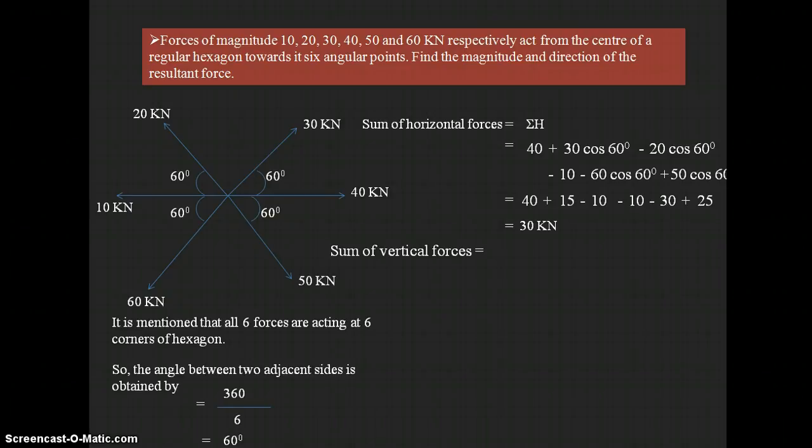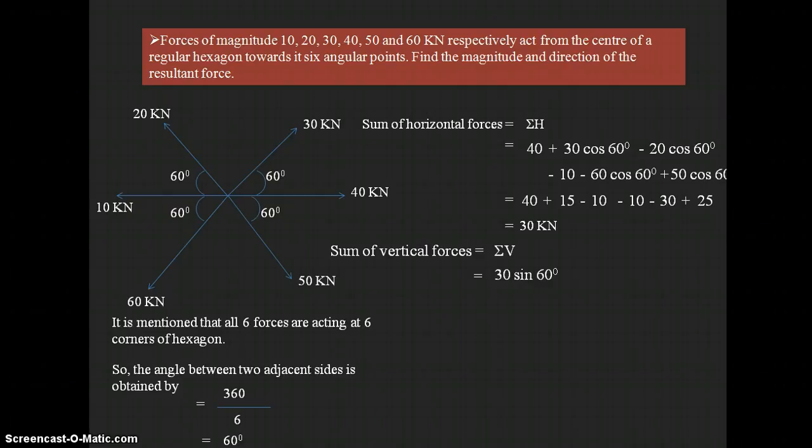For each force, again we have to consider the vertical component. For 40 kilonewtons, it is only acting in the horizontal direction, so there is no vertical component for this force. Next, for 30 kilonewtons, the vertical component we can write as 30 sine 60. It is plus 30 sine 60 because it is acting in the upward direction. So the sum of the vertical forces, sigma V, is 30 sine 60.